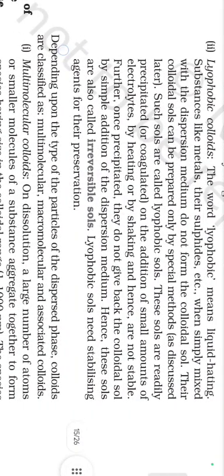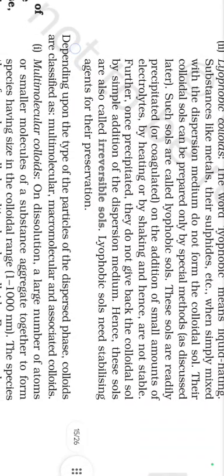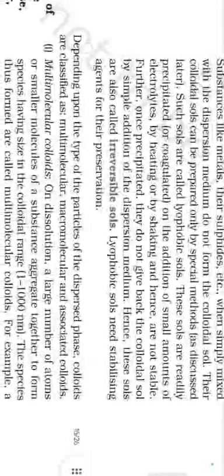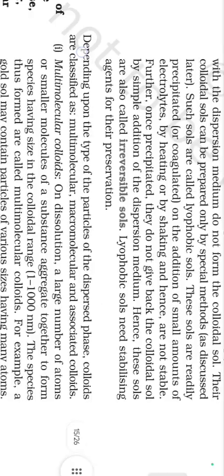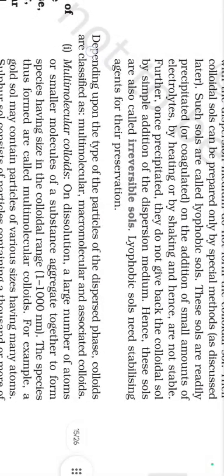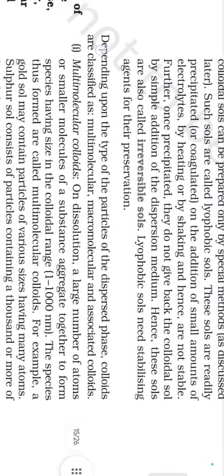The word lyophobic means liquid hating. Substances like metals, their sulfides, etc., when simply mixed with the dispersion medium, do not form the colloidal sol. Their colloidal sols can be prepared only by special methods. As discussed later, such sols are called lyophobic sols.